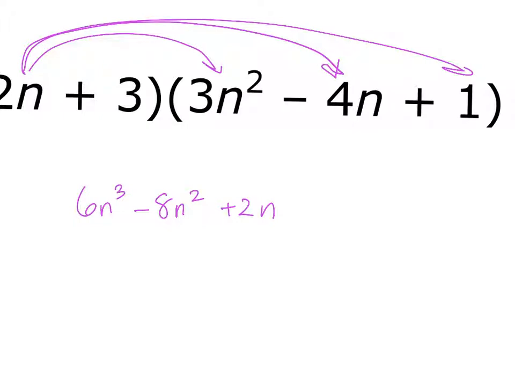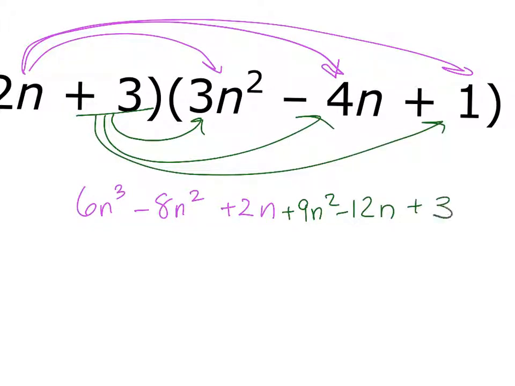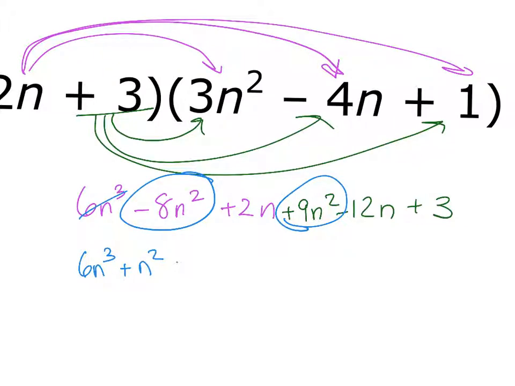But I'm not done yet because now I have to move to the 3. Positive 3 times 3n squared is positive 9n squared. Positive 3 times negative 4 is negative 12n. Positive 3 times 1 is positive 3. And now I combine like terms. 6n cubed is the only cubed term, so it just gets rewritten. Negative 8n squared plus 9n squared is positive 1n squared, of which I don't have to write the 1, but I can if I'd like to. Positive 2n minus 12n is negative 10n, and then we have that plus 3 floating along.